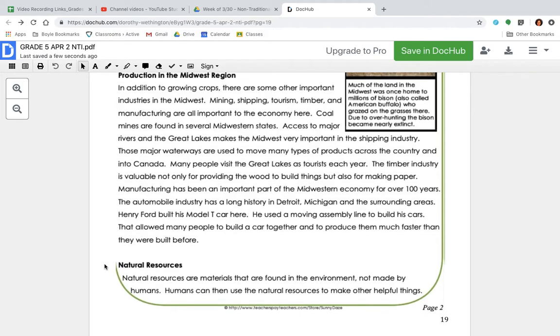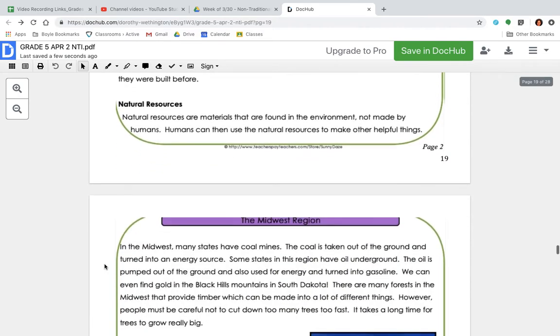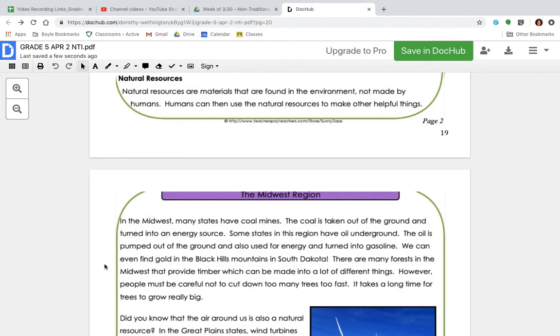Natural resources. Natural resources are materials that are found in the environment, not made by humans. Humans can then use the natural resources to make other helpful things. The Midwest region. In the Midwest, many states have coal mines.